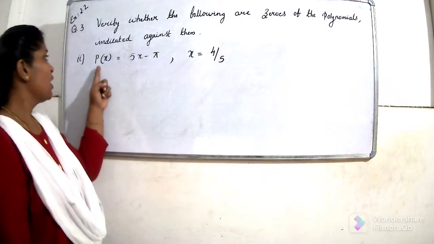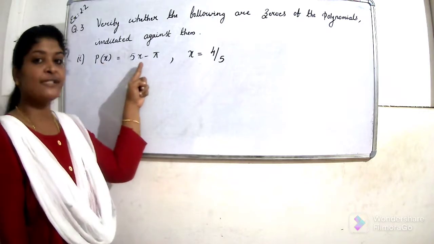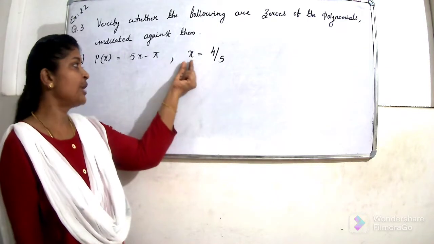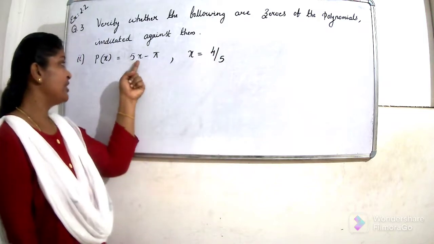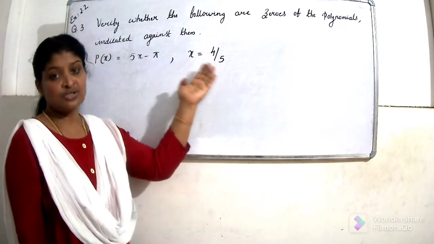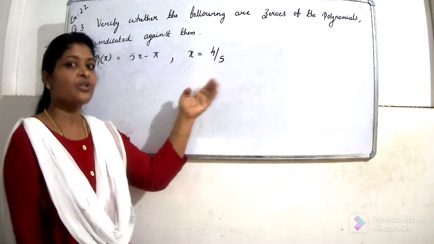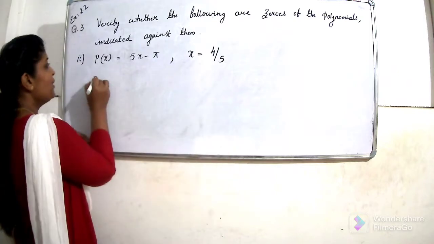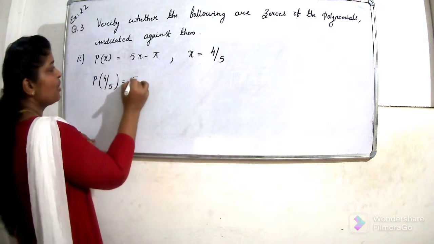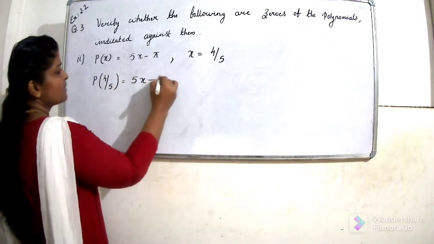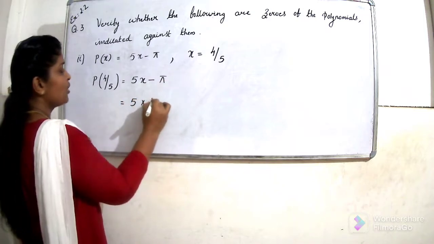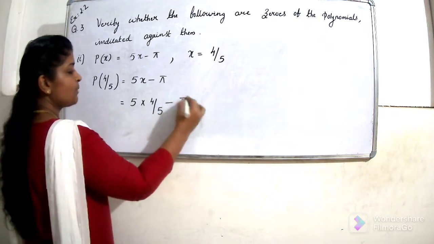Question number 2. P of x is equal to 5x minus pi. The polynomial is this, and which value do we have to substitute? x is equal to 4 by 5. Wherever there is x, we have to substitute this value and check whether this is the 0 of the polynomial or not. Okay, so let us start. P of 4 by 5 equals 5x minus pi, equal to 5 into 4 by 5 minus pi.